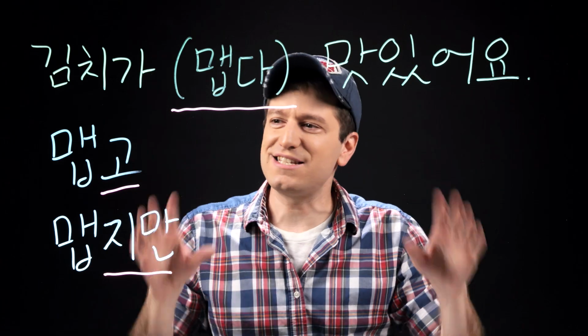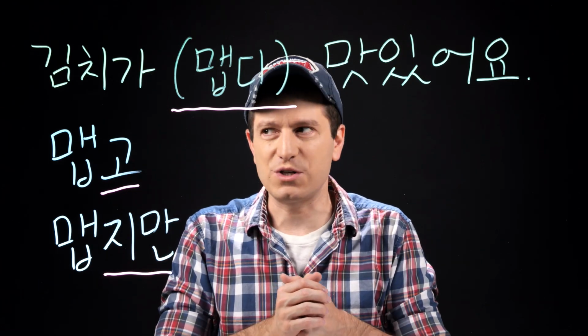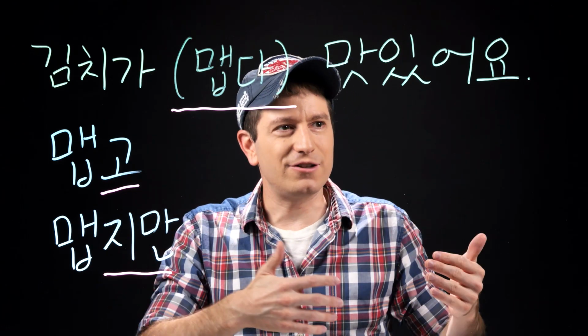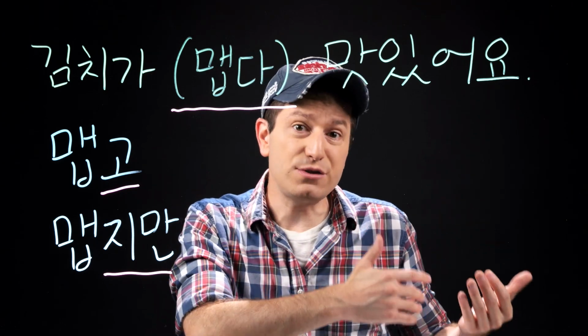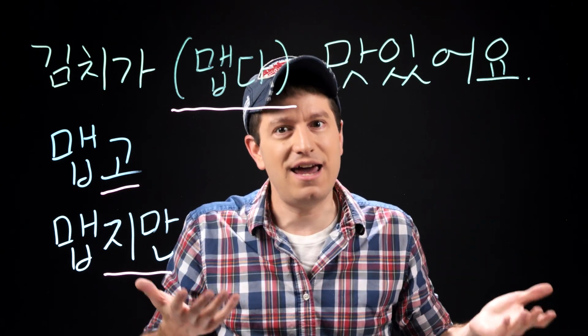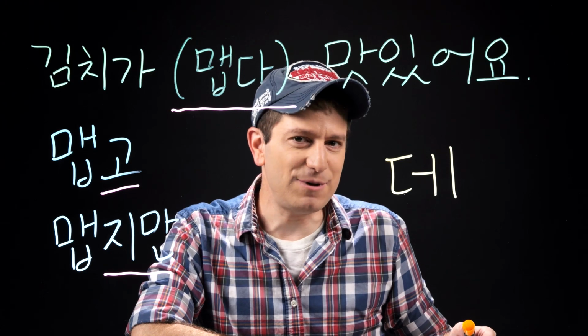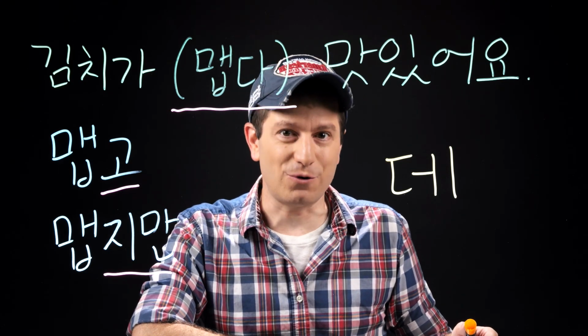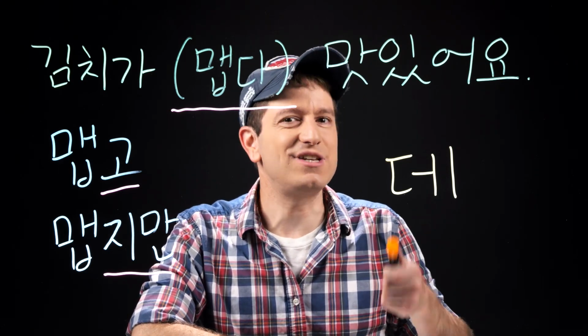But today's lesson is not about these two markers, which you already know, but about another more common and more useful sentence connector, the 대 form. You've probably seen this before. In fact, maybe you've used it before. But today I want to help you to use it better.